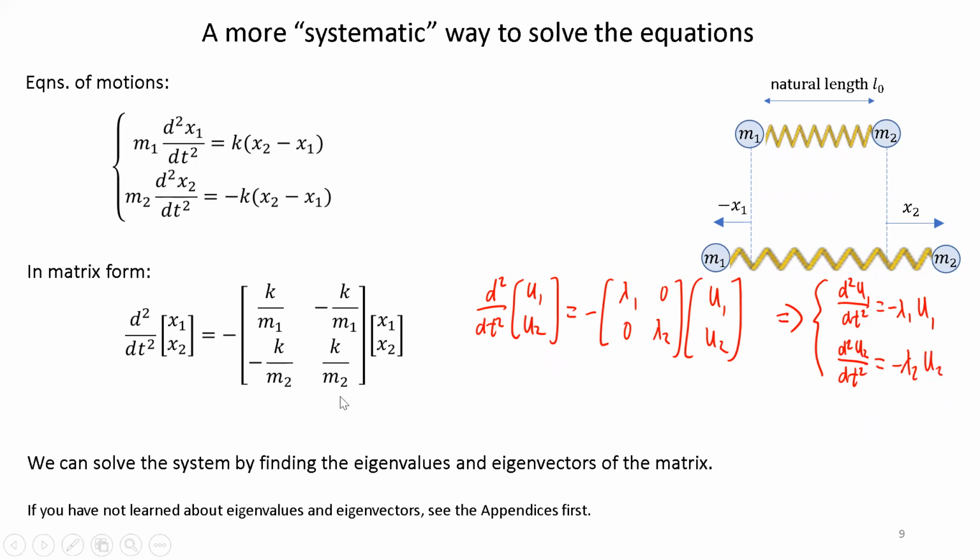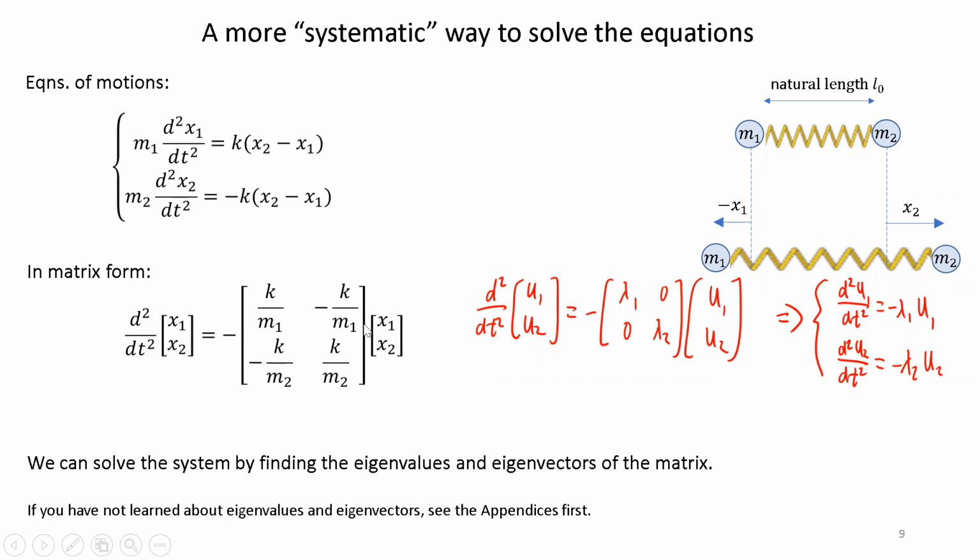So ignore everything in black. Just look at this. We know how to solve it immediately, because the first one is just the equation for u1 only, and the second one is just the equation of u2 only. You can solve them out separately. So then the question is, what is the connection between this system and this system?